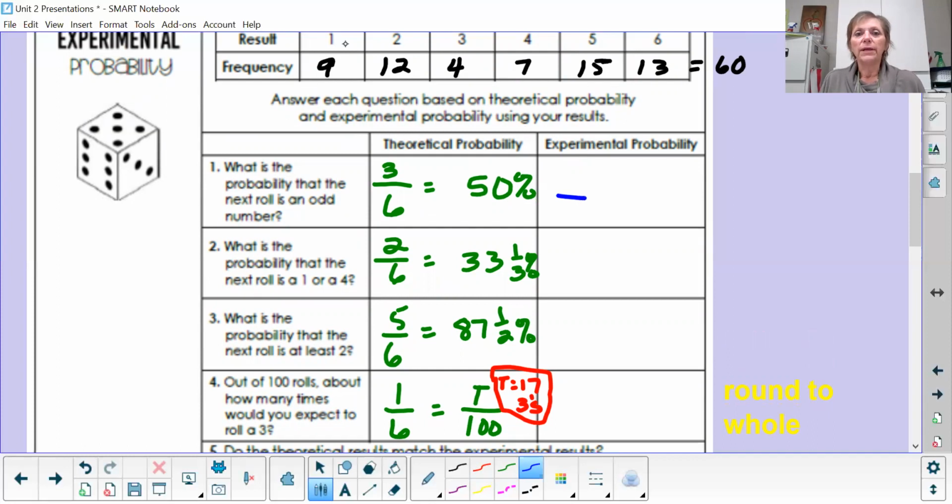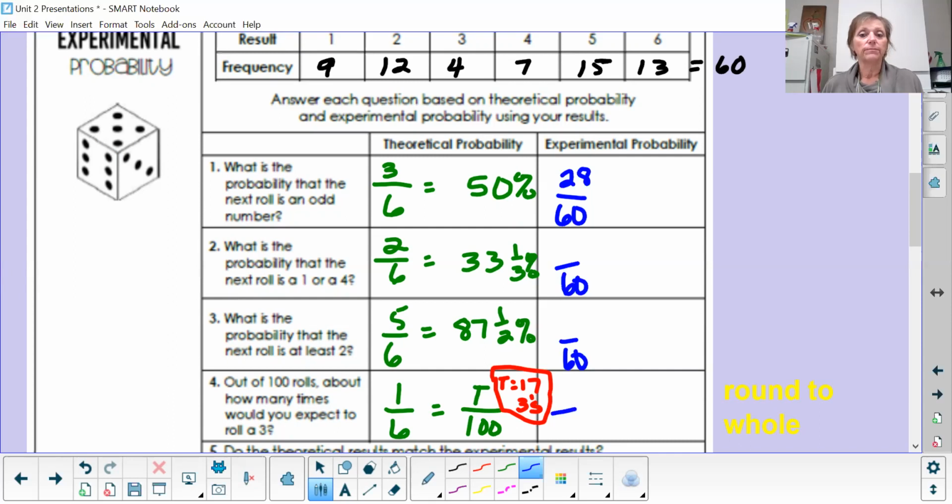I'm going to add 1 plus 3 plus 5. And okay, I'm going to actually have to do that. I'm going to borrow my calculator. Okay, 9 plus 4, I could have done this in my head, I think, plus 15, and I got 28. So 28 out of, we spun the die 60 times, so that's going to be the bottom number. In fact, it's going to be the bottom number for all 3 of these.